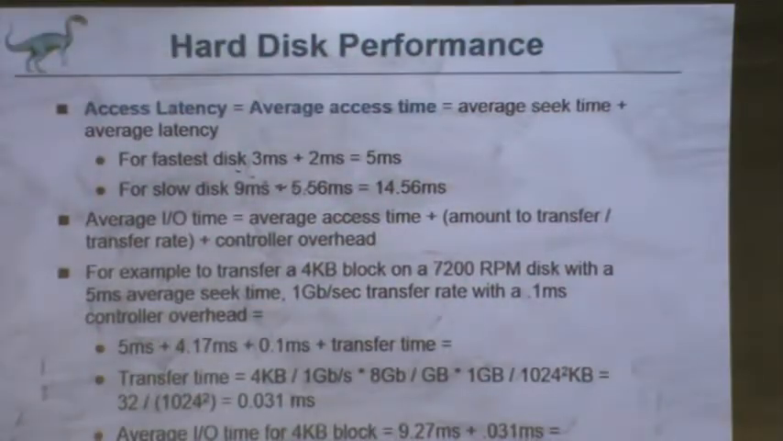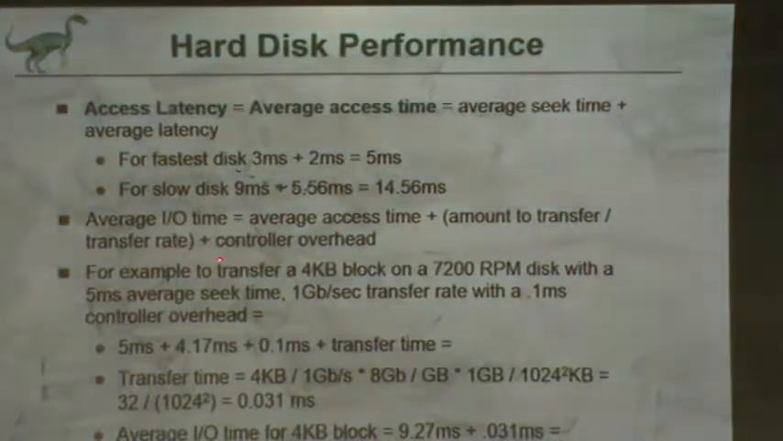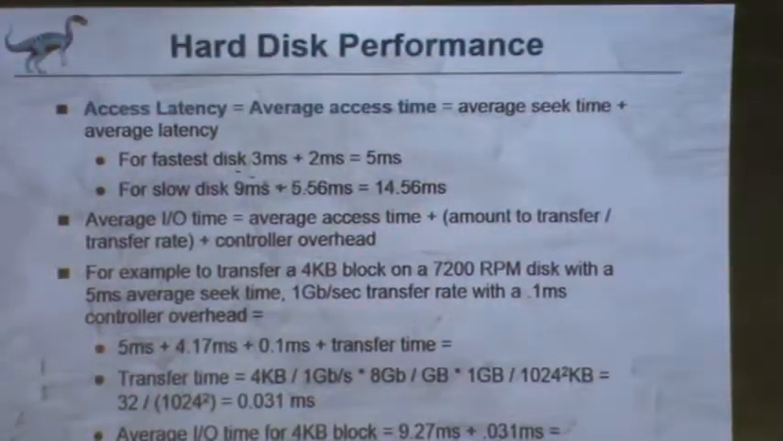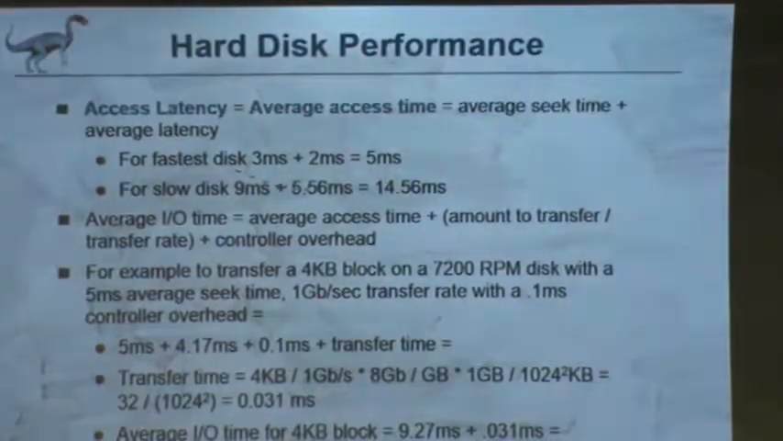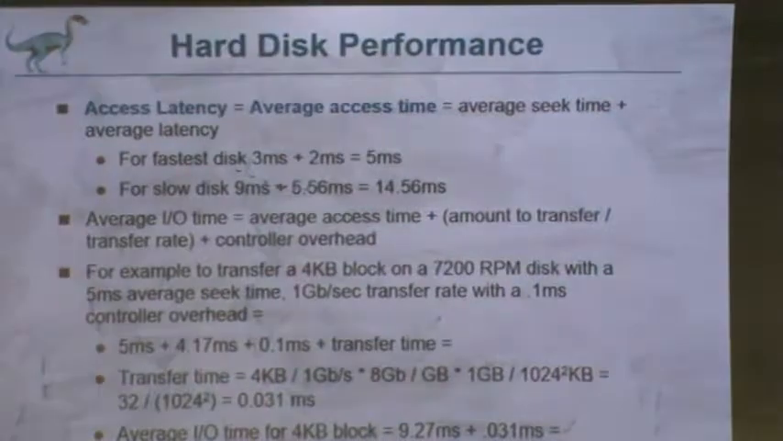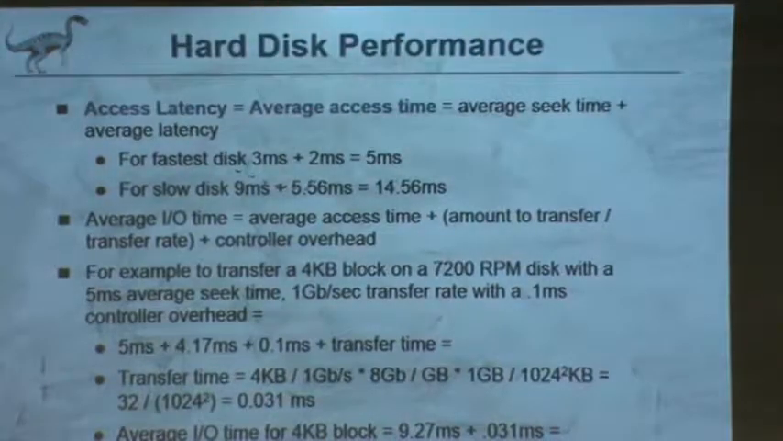Okay. So the total average I/O time includes the average access time, and also the transfer time and controller overhead. So we need to consider these three latencies together. That is the reason reading and writing data from the hard disk drive is very, very slow.